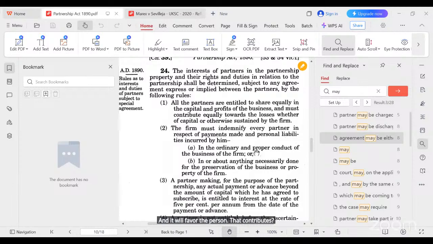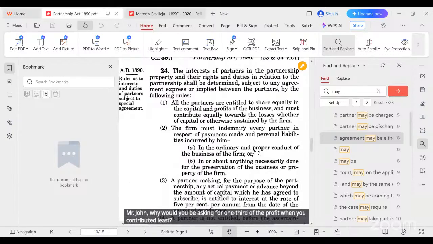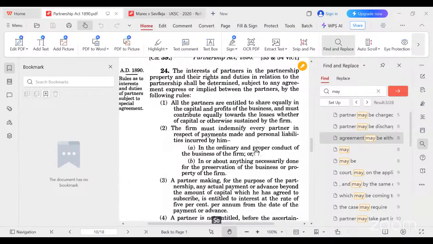And the sad part is that if the partner says, no, Mr. John, why will you be asking for 1/3 of the profit when you contributed least? The man will say, please, I have said my own. If you do not answer me, my lawyer will get in touch with you. Which means he wants to go to court.